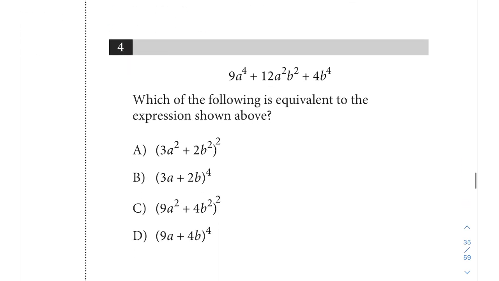Now let's take a look at question 4. Another one where we have a tiny bit of a shortcut. So here it says which of the following is equivalent to the expression shown above. So we have options. Whenever we're given a lengthy polynomial like this, we can try to factor that out, or we can take our answer choices and try to distribute or FOIL those answer choices to see which one would match that expression above.